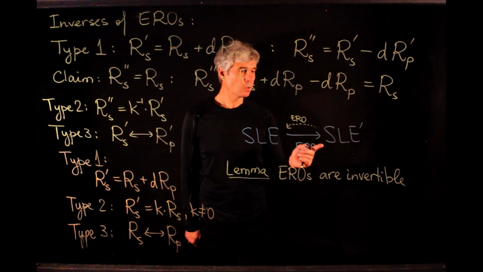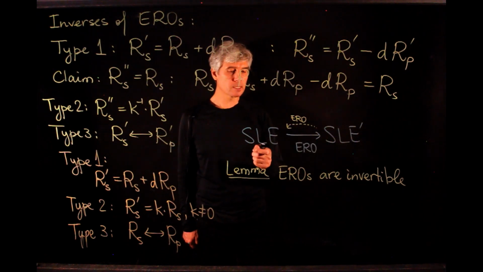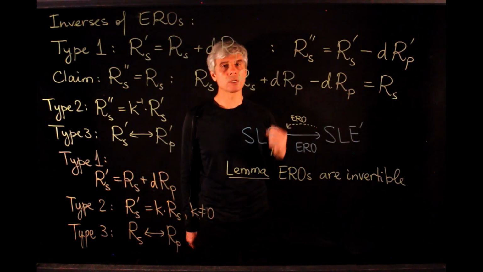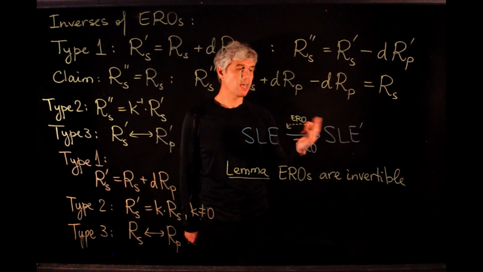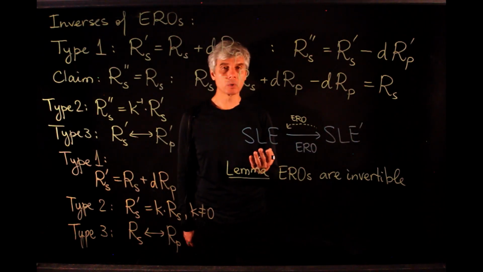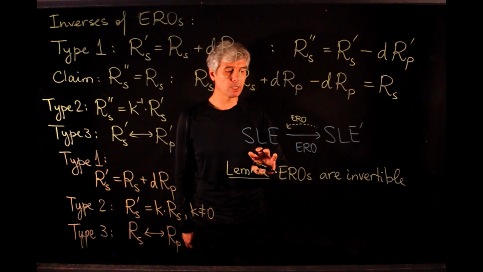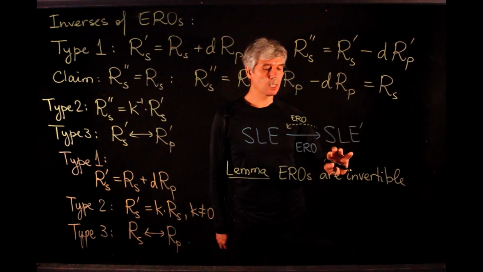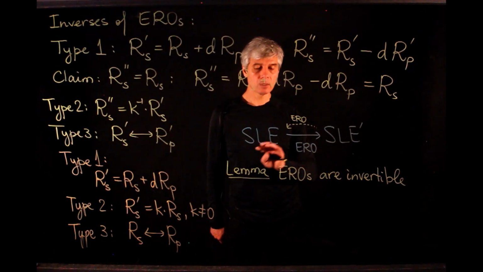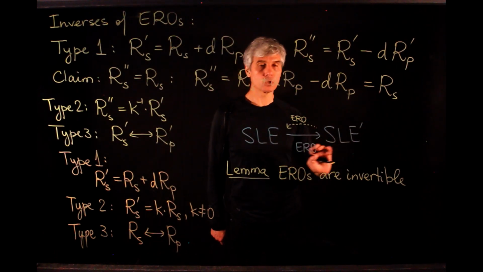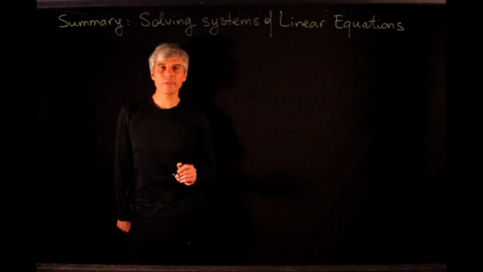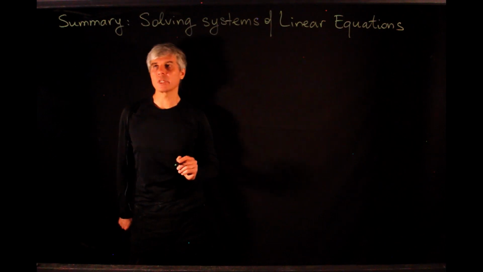And we show that the old system of linear equations can be obtained from the new one by applying the inverse elementary row operation. And as a result, we complete the proof of the theorem, and now we conclude that the original system of linear equations and the one that is obtained by one or a sequence of elementary row operations will have the same solution sets. Now, let us give a summary of our methods for solving systems of linear equations.